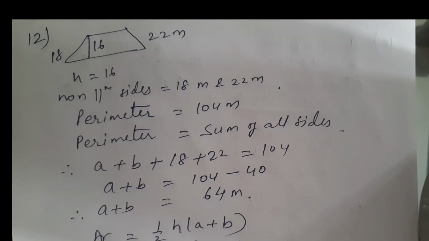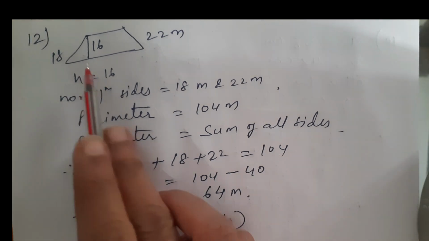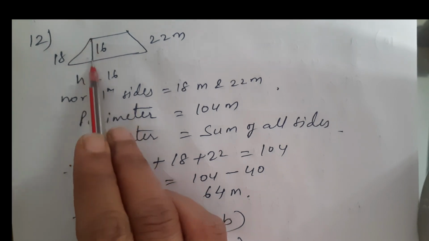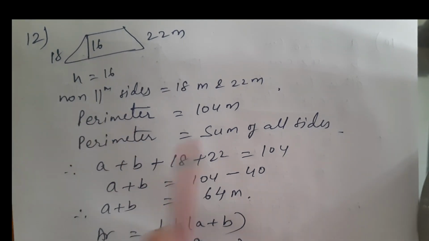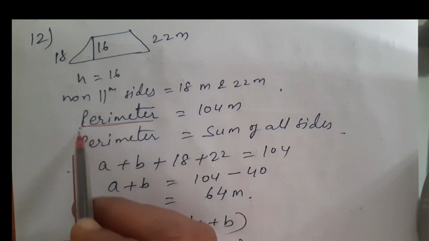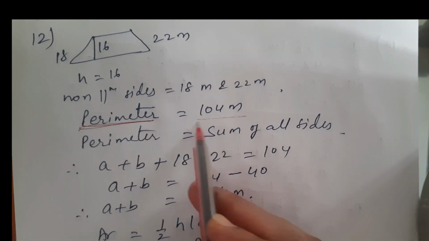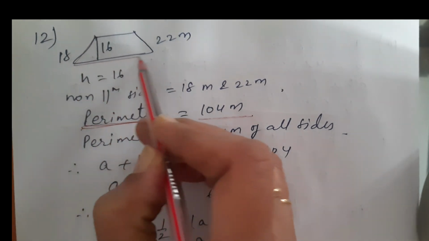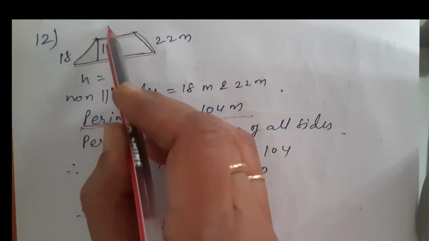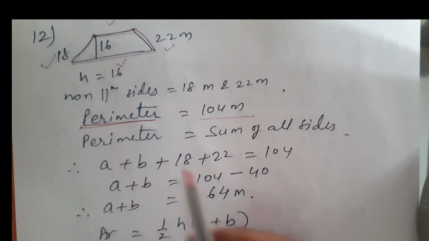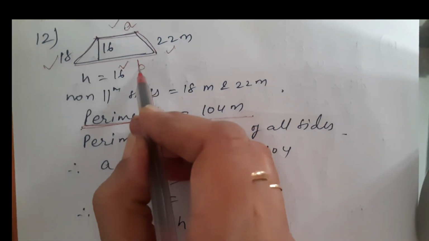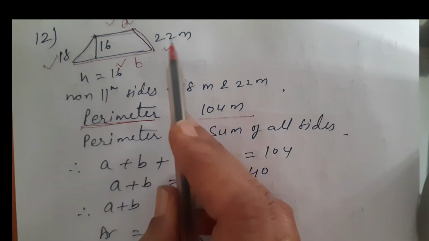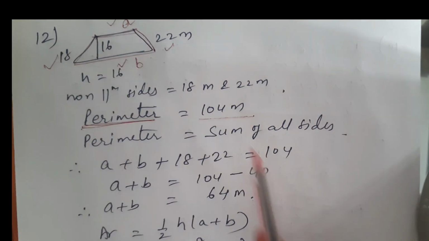So let's start with 12th question. Here in 12th question, it's given the non-parallel sides are 18 and 22. Height is given 16, and they have given one more extra thing here, perimeter. Perimeter is given 104. So as all of you know, perimeter is sum of all the four sides. So when we come across the boundary, we get perimeter. So when we add all these four sides, it's perimeter. So this as well, already we considered this a and b. So the perimeter is a plus b plus 18 plus 22. That is all four sides.